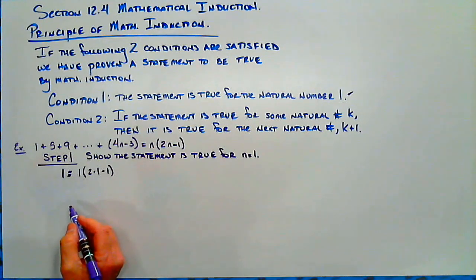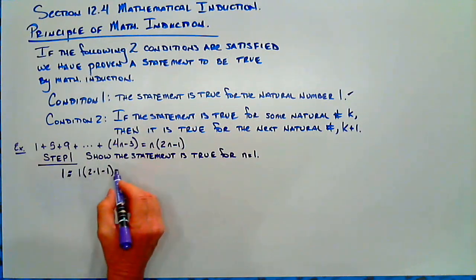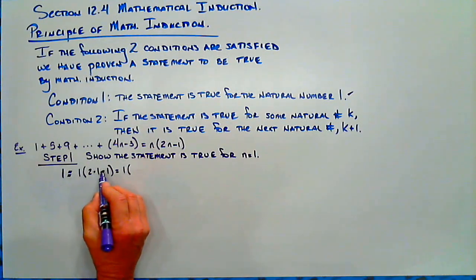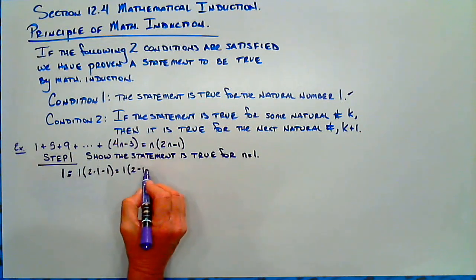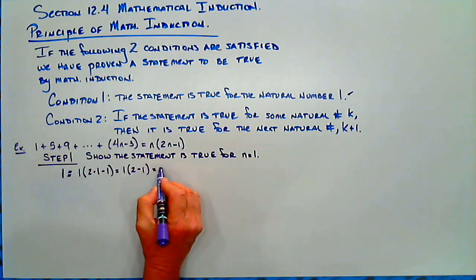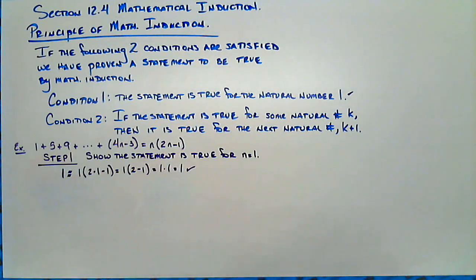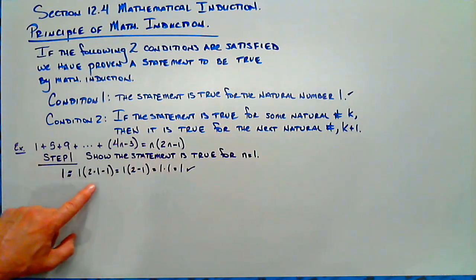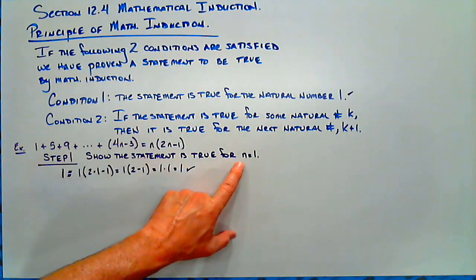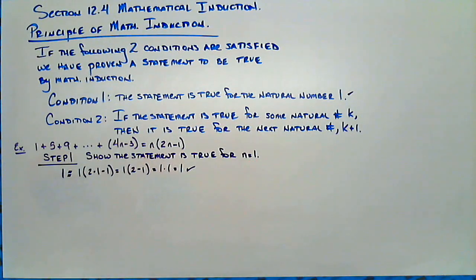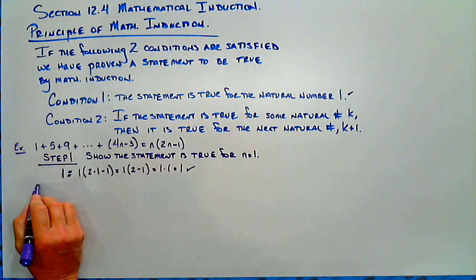If we simplify that, what do we get? We get 1 times 2 times 1 minus 1. That's 2 minus 1. 2 minus 1 is 1. So we get 1 times 1. That's 1. And we put a check mark next to that because we have satisfied condition 1. We have shown the statement is true for the natural number 1. We showed it's true for n equals 1. See, not that bad. Now, what do we do for step 2?